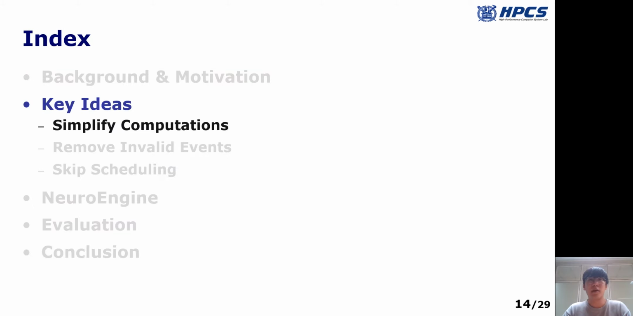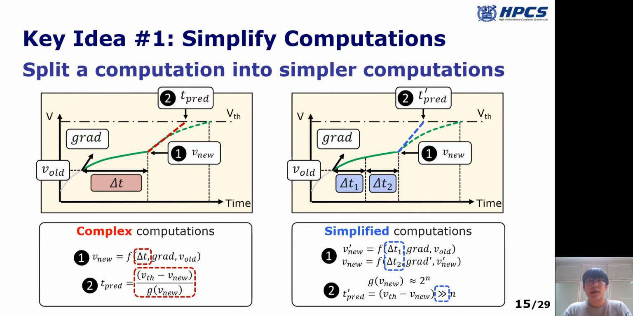First, I'll explain how we simplify the computations. From the analysis, we observed that the event-driven simulation requires a complex set of computations to calculate the state change over an arbitrary time interval. If the time interval becomes larger, the simulator may suffer from the precision overflow. Also, it requires a power and area-hungry division-based prediction method to predict the next firing time.